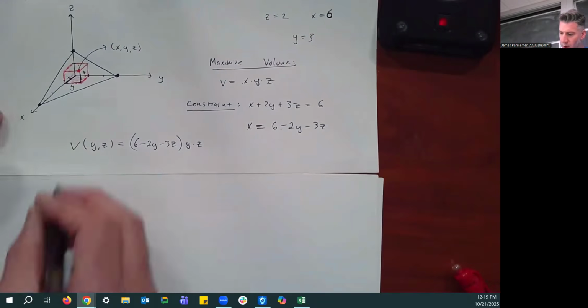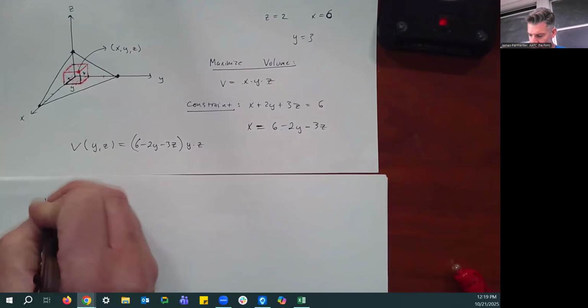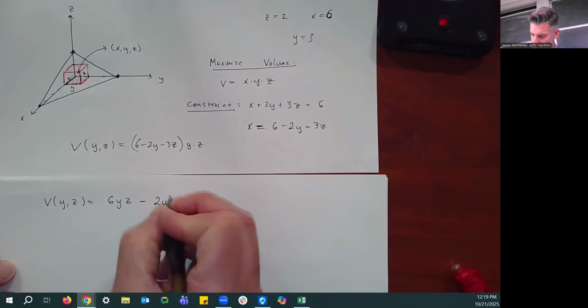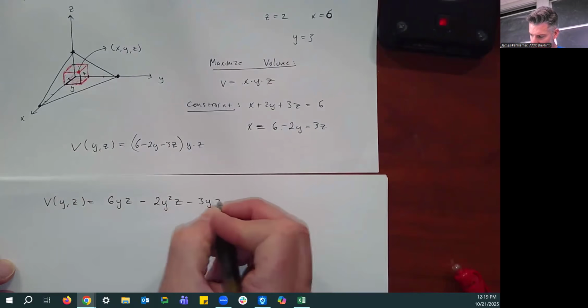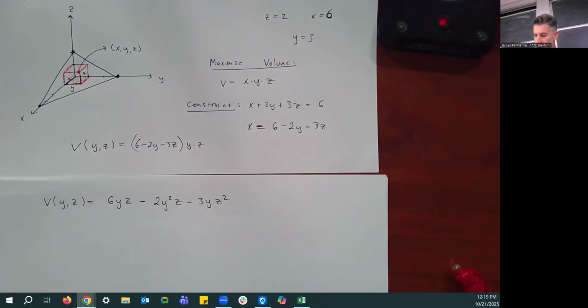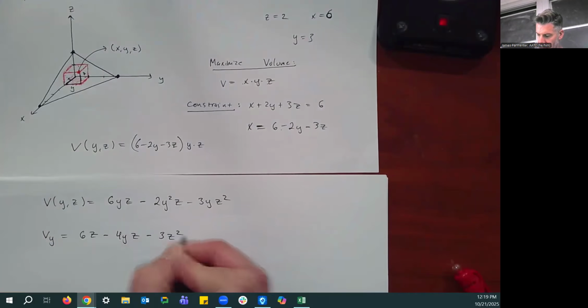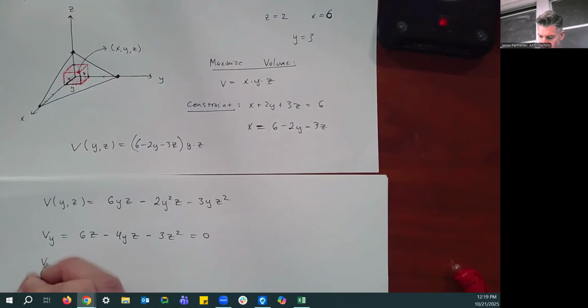Great. So our volume equation as a function of y and z is looking like 6 times y times z minus 2 times y squared times z minus 3 times y times z squared. Not too shabby. Let's take our partial derivatives. Our partial with respect to y is going to be 6z minus 4yz minus 3z squared. We're going to set that equal to 0. Our partial with respect to z is going to be 6y minus 2y squared minus 6yz equal to 0. Both of those look pretty gnarly.